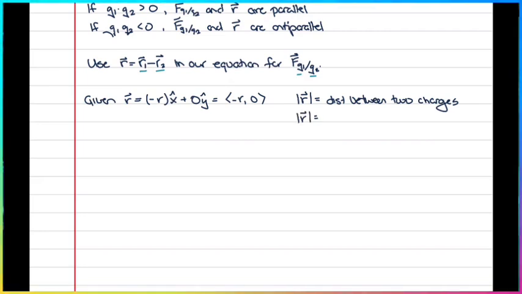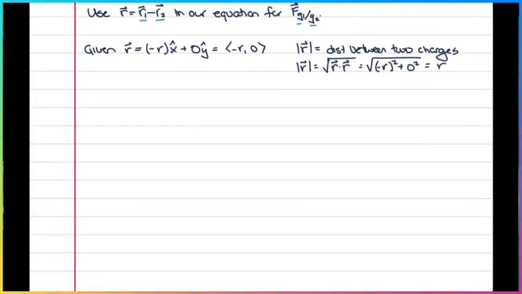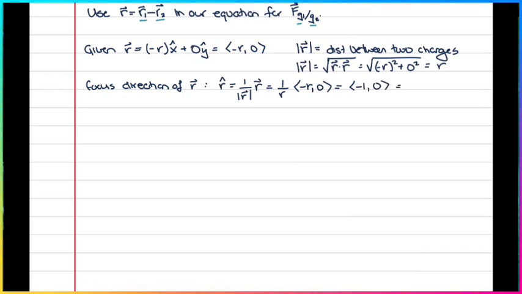All right, well, as a vector, I know how to compute the magnitude. It's the square root of the dot product. So it's the square root of negative r squared plus 0 squared, or just r. Not too surprising, given the setup of the problem. And so if I want to focus on the direction of r, that of course is just r hat, the unit vector. So that is 1 over the magnitude times the original vector. So that is 1 over r times negative r comma 0. So that is negative 1 comma 0, which of course is just negative x hat.